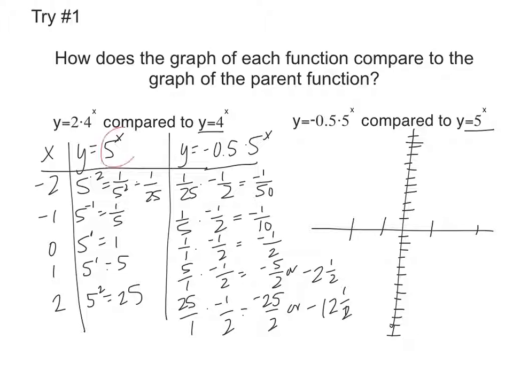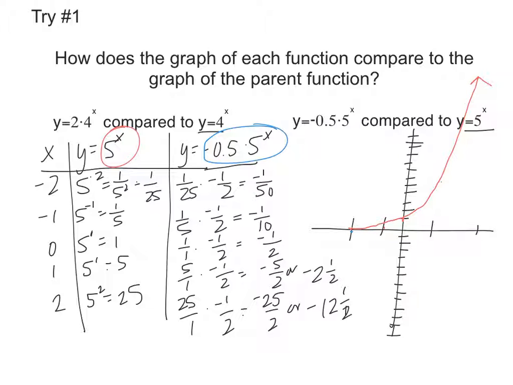All right, the first one again is pink. The second one is blue. So the pink one is negative 2 and 1/25. That's hardly anything. Negative 1 and 1/5, again, hardly anything. 0 and 1. Okay, then 1 and 5, so 1, 2, 3, 4, 5. And then 2 and 25, which I'm not going to fit on here. So let's just say it's just going to go exponentially up. Okay, that's the parent.